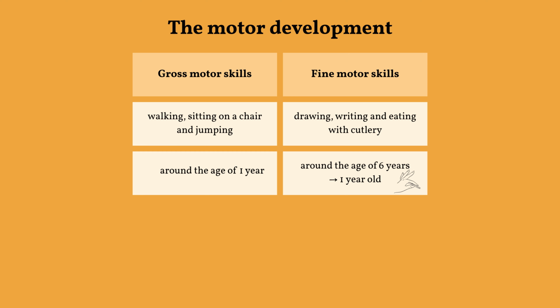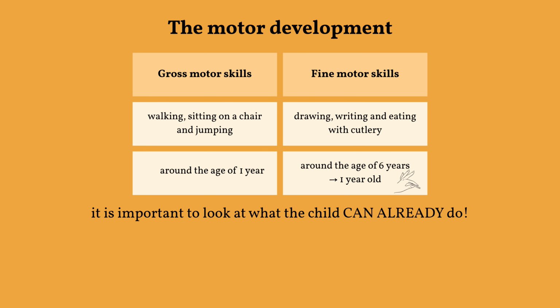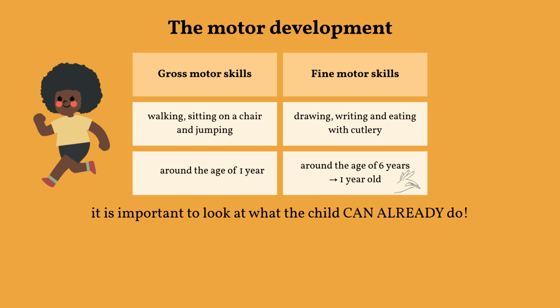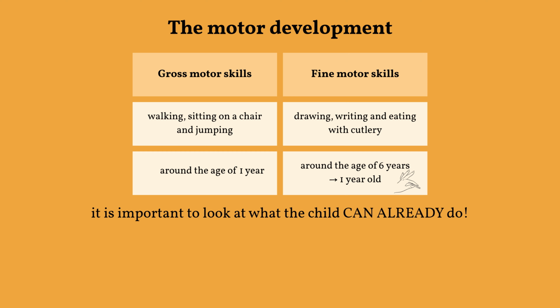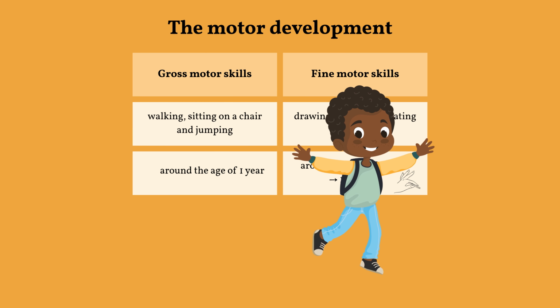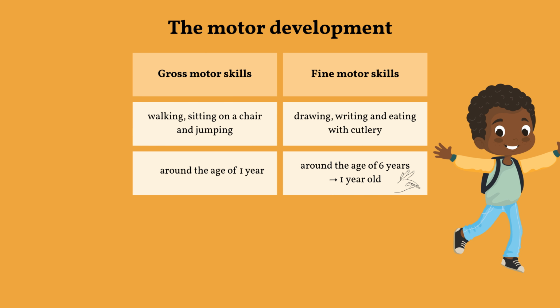For example, around 1 year old, children begin using the pincer grasp to pick up objects. To describe the correct level of development here, it is important to look at what the child can already do. Can the child walk, sit on a chair, draw something, eat with cutlery? Let's look at Musa. As you can see, Musa can already walk, but drawing is still difficult. Musa does well with gross motor skills, but has difficulties with fine motor tasks. This means that Musa's motor skills are still below the level of a 6-year-old child.